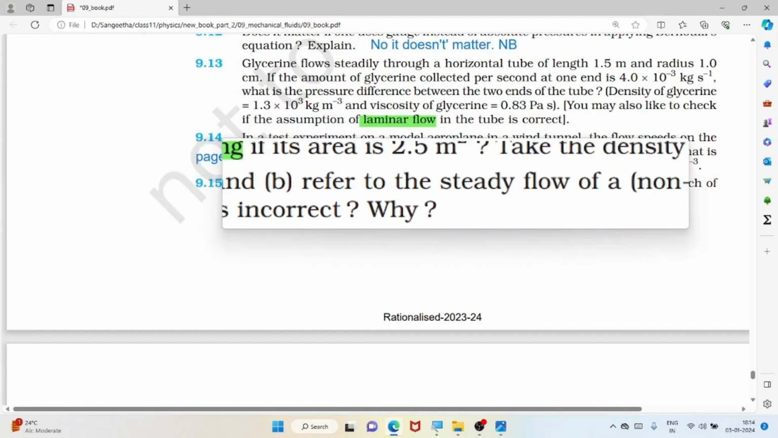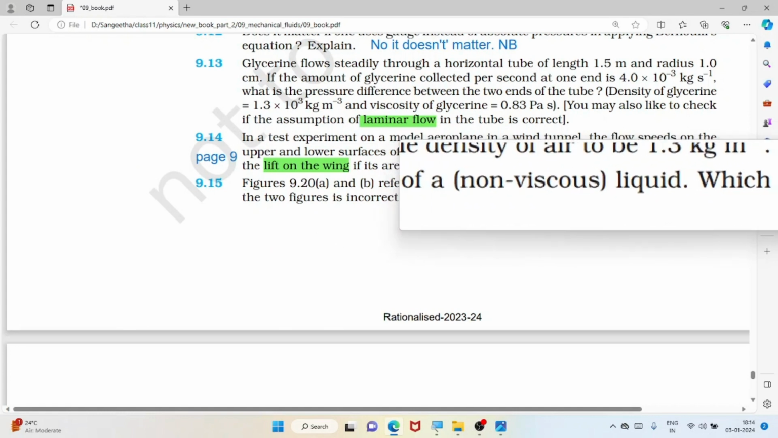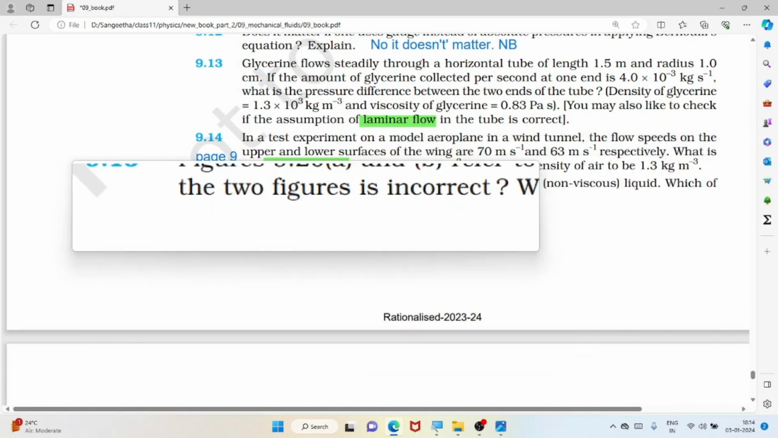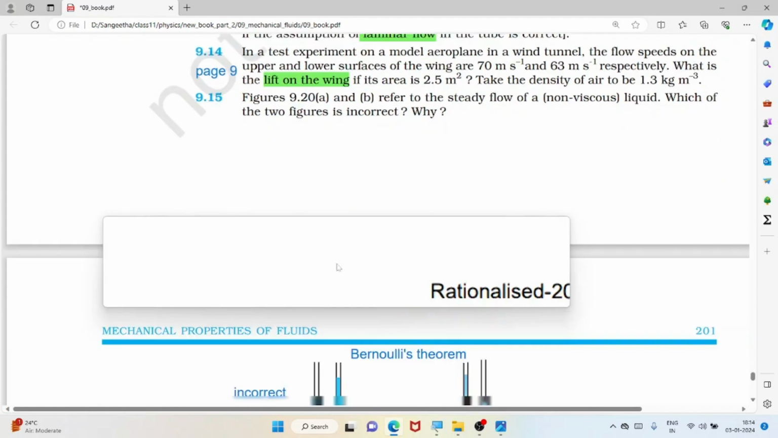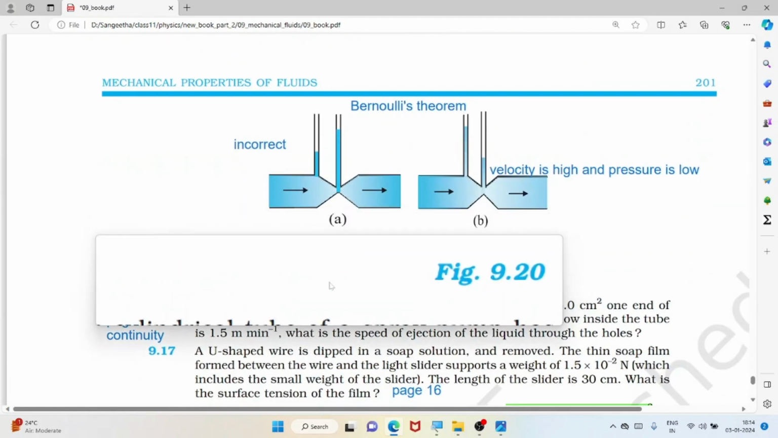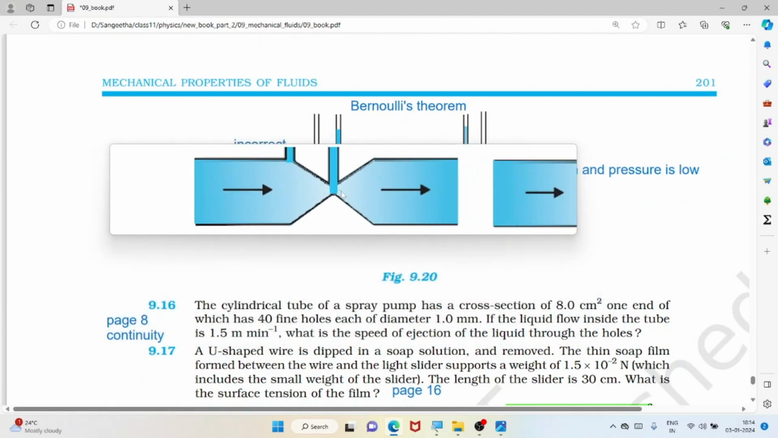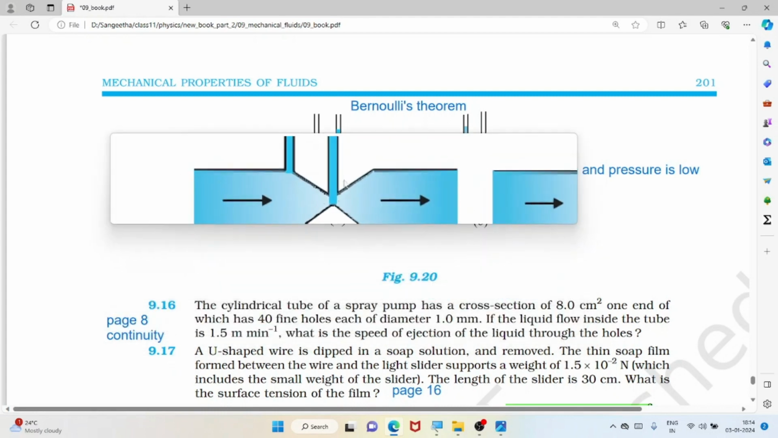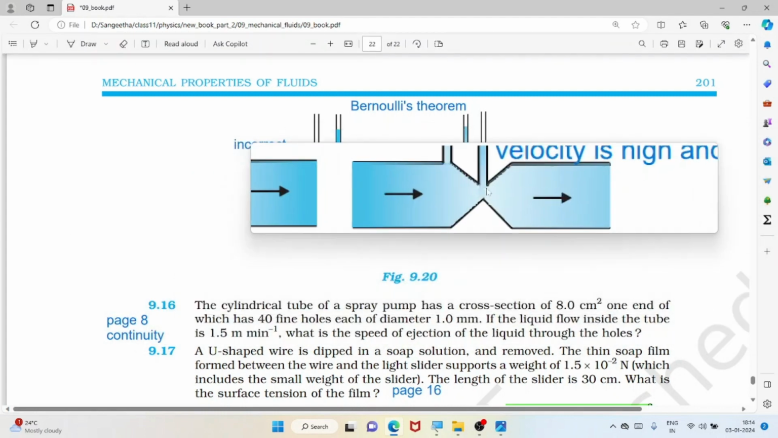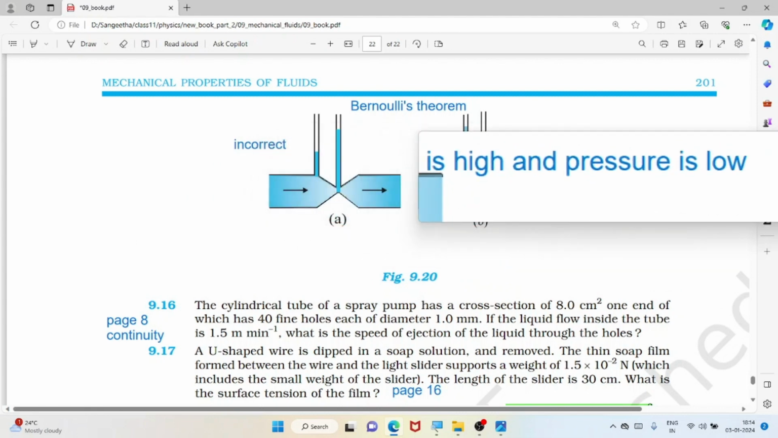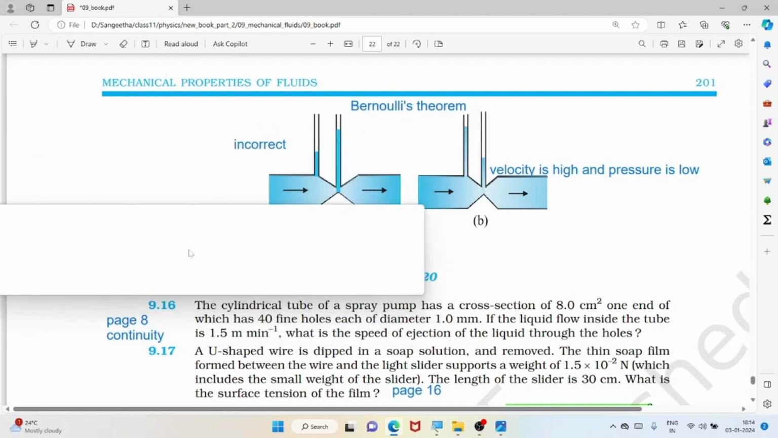Figure 9.2 A and B refer to the steady flow of a viscous liquid and a non-viscous liquid, but the two figures are incorrect. Why? Okay, as per Bernoulli's principle, where velocity is more, the pressure will be less. So this one is incorrect and this one is correct. Here velocity is high and the pressure is low. Okay, this B is correct, A is incorrect. Bernoulli's theorem.